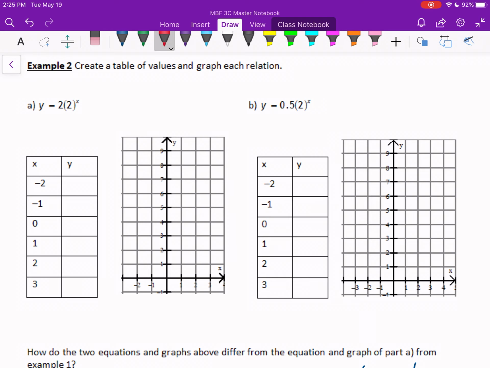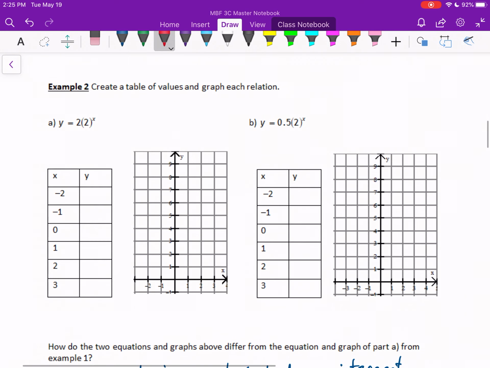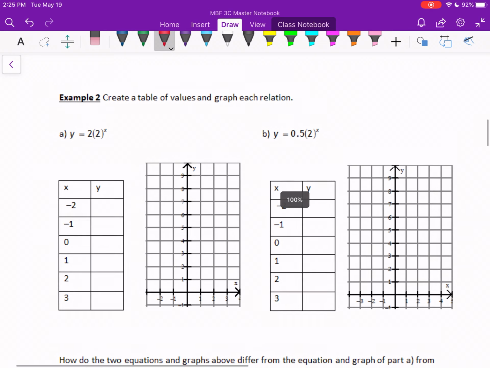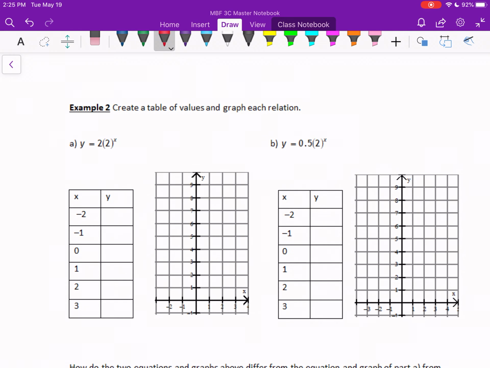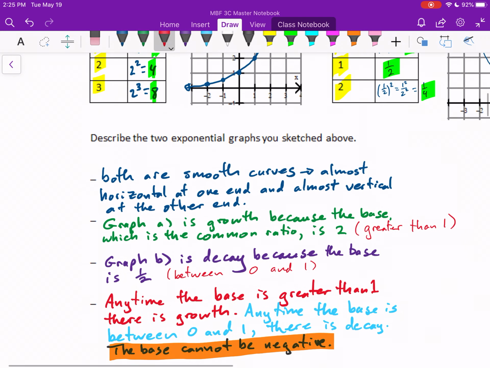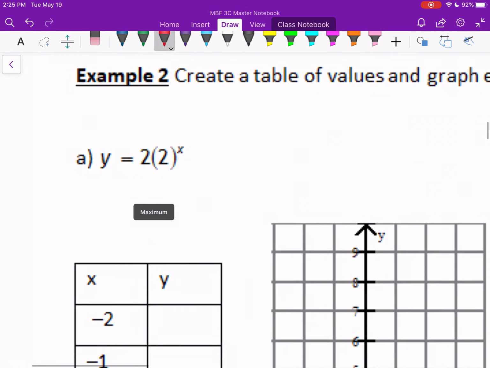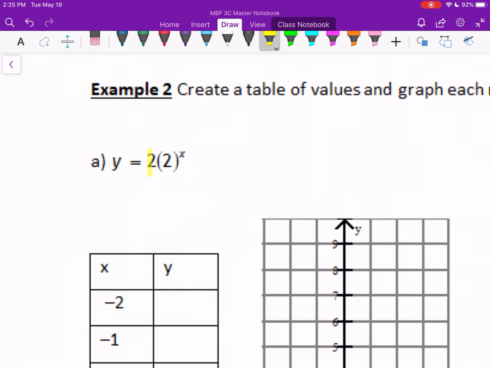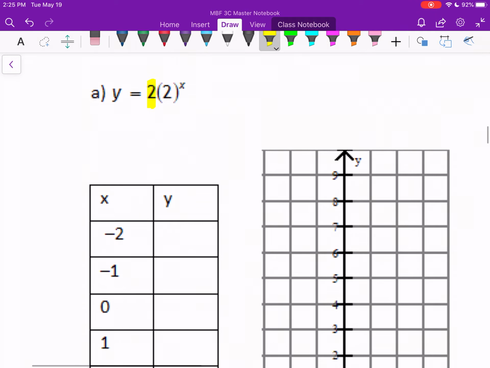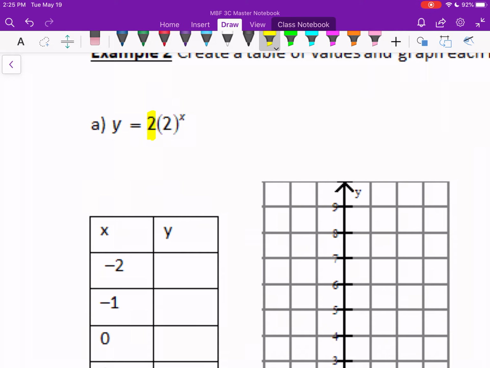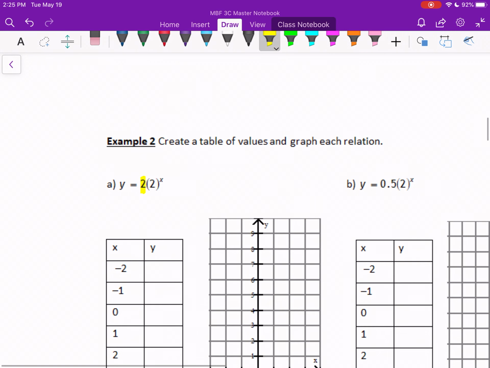All right, let's create a table of values and graph each relation here. Well, the only difference between question 2a and question 1a is that they've added a 2 in front of the 2 to the x. In other words, y equals 2 to the x was 1a. So it just means that if I take all my answers from 1a and multiply them by 2, I'm going to get my new y values.